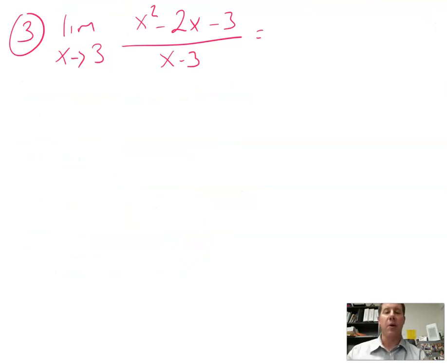Okay, here's our next problem. The limit as x approaches 3 of x squared minus 2x minus 3 all over x minus 3. Okay, so we said again, the very first thing I should do on a problem like this is I should try to plug in, try direct substitution. If I plug in, I'm going to get 9 minus 6 minus 3 is 0, over 3 minus 3 is 0. I get 0 over 0.